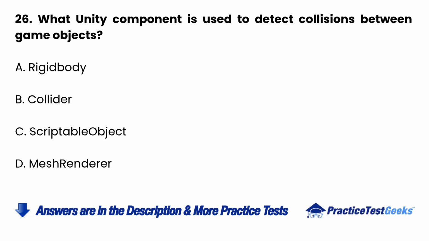26. What Unity component is used to detect collisions between game objects? A. Rigid body. B. Collider. C. Scriptable object. D. Mesh renderer.